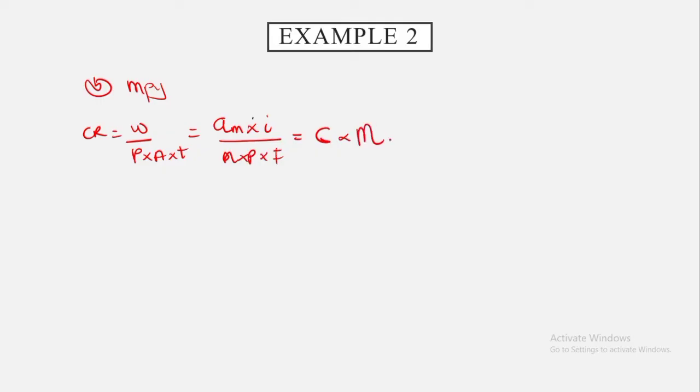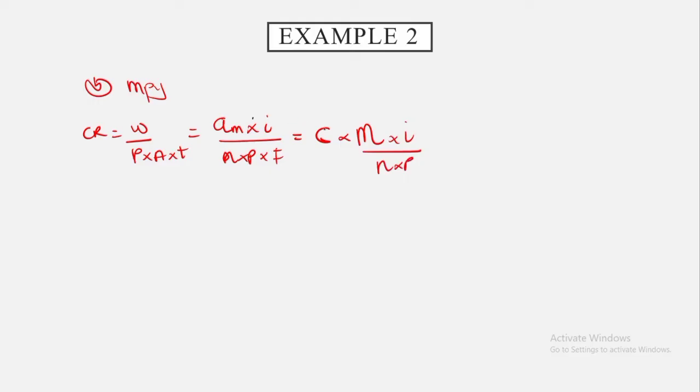Let's pay attention here. MPY. For MPY, corrosion rate, CR will be equal to what? The mass reacted all over the density times the area times time is equal to the atomic mass times the corrosion current density all over the number of electrons transferred times density times Faraday constant. Now I gave you another formula which states that there's a constant multiplying the molar mass times corrosion current density all over the number of electrons transferred times density.